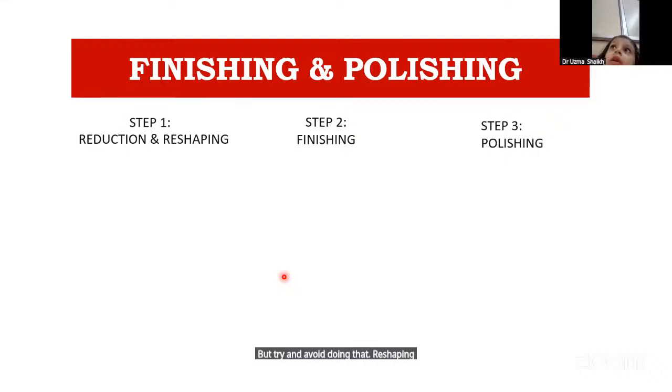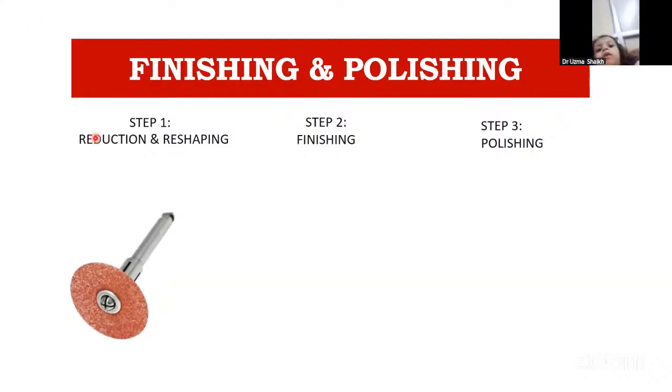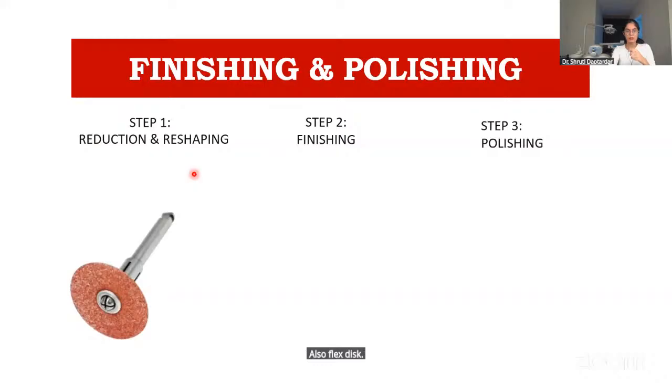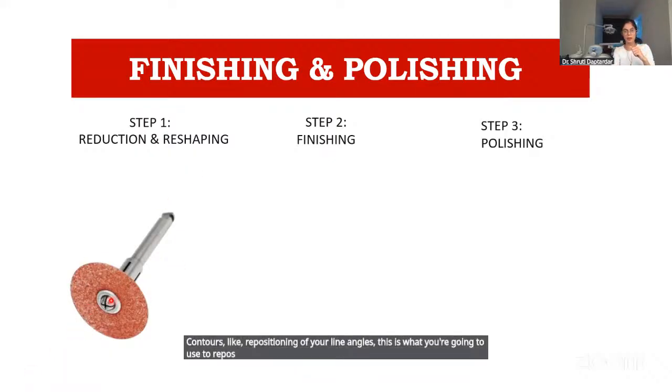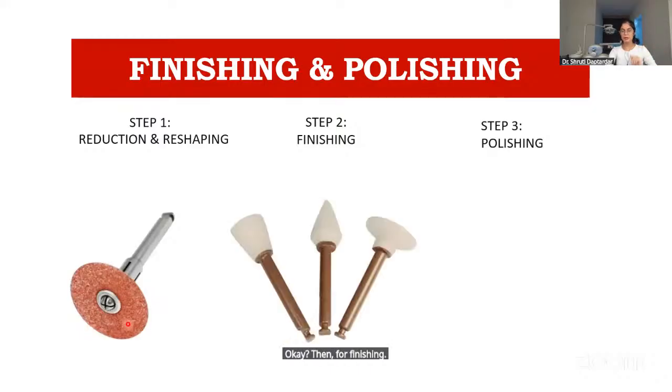Reshaping should be done with a Soflex disc. Okay? You can do your gross shaping, adjustments of your final shape of the tooth, contours, and repositioning of your line angles. This is what you're going to use to reposition the line angles to create the triplanar contour of your tooth. All of it is going to be done with your discs, medium to fine. Okay. Then for finishing, once you have completed this step, you move on to finishing.